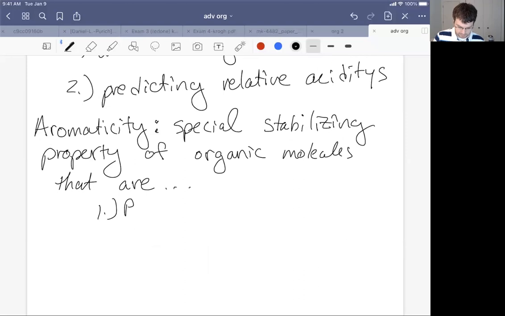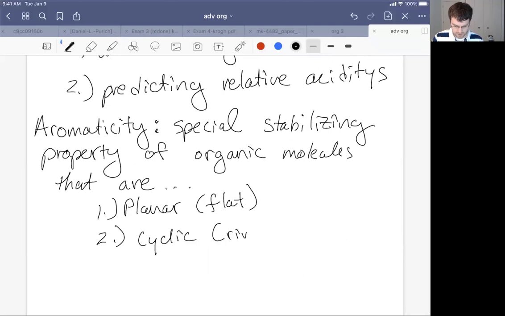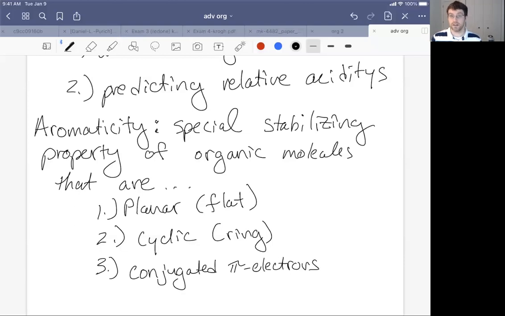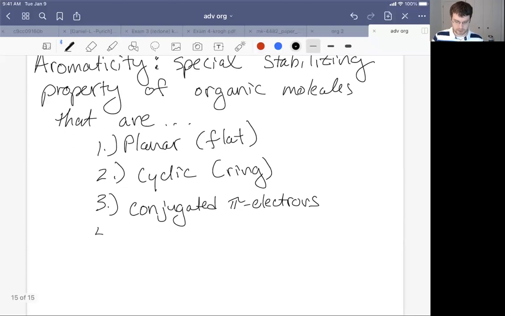Number one, we have to be planar, which is flat. Number two, we have to be cyclic, which means the system that I'm considering must be confined to a ring. We can have things hanging off, but those things won't be aromatic. The aromatic portion of a molecule is always inside a ring. And number three, within that ring, the electrons that we're considering must be conjugated. You can think about conjugation at a basic level as alternating double, single, double. It does get a little more complicated in some systems, but we'll look at that.